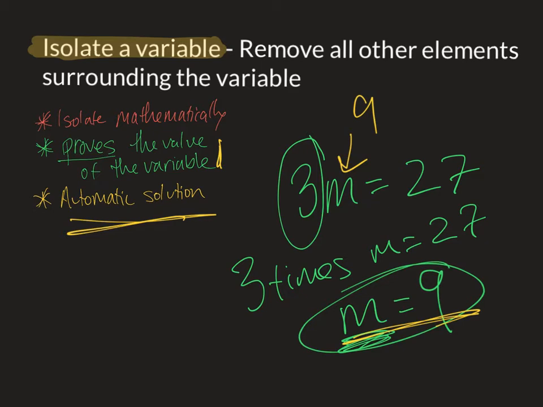I didn't really show you that, but I'll show you in the next steps as to why we have to isolate mathematically to make sure we get the right answer. But just knowing these three things helps us understand what isolating is and what our goal is: remove all the surroundings around a variable.